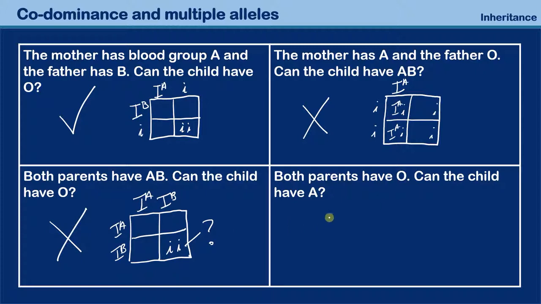Also, both parents have O. Can the child have A? No, this is also not possible, because if both parents have O, then all of their children are recessive. All of their children will have blood group O. So this is also not possible. Okay, so this was basically some examples of how blood groups can be used in paternity testing.